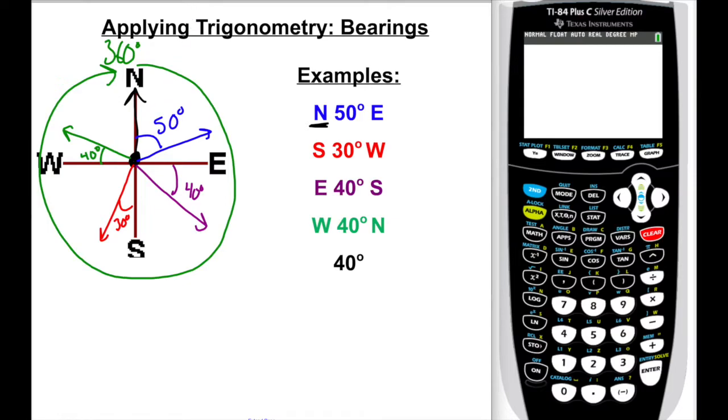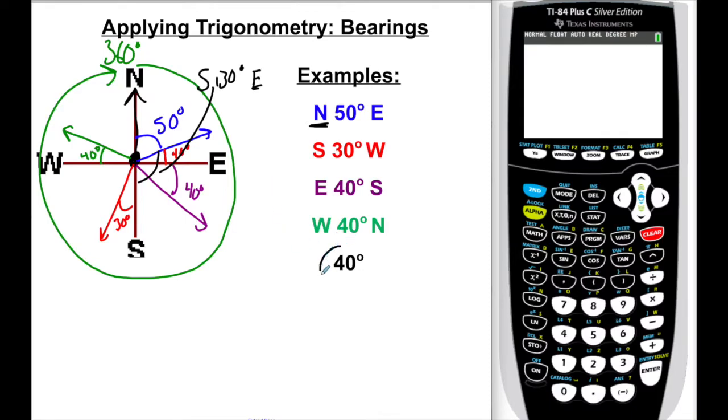So for example here, to say 50 degrees east of north is the same as to say 40 degrees north of east. And notice how these are complements of each other. But also, we could say, all right, 130 degrees, because if you add the 40 and the 90, you get 130 degrees, east of south. So lots of different ways to write bearings.